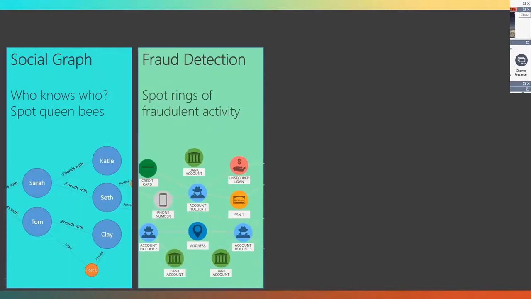The next one is fraud detection. Now, there are many great ways of detecting fraud, many different ways, and graph database is essentially one of those.